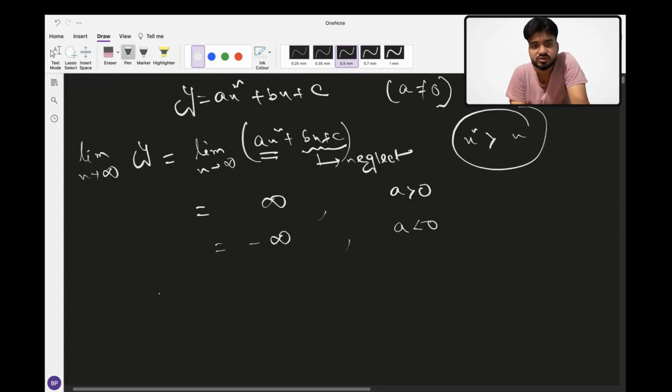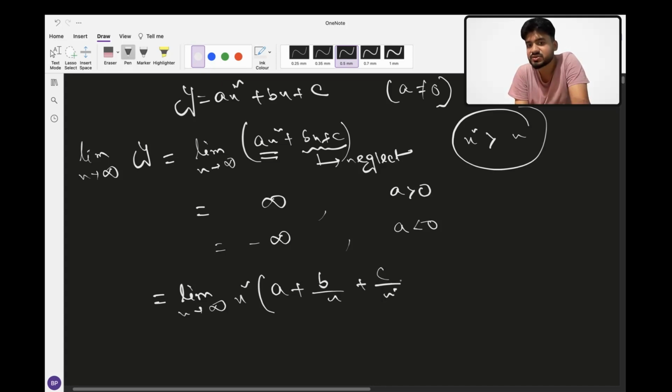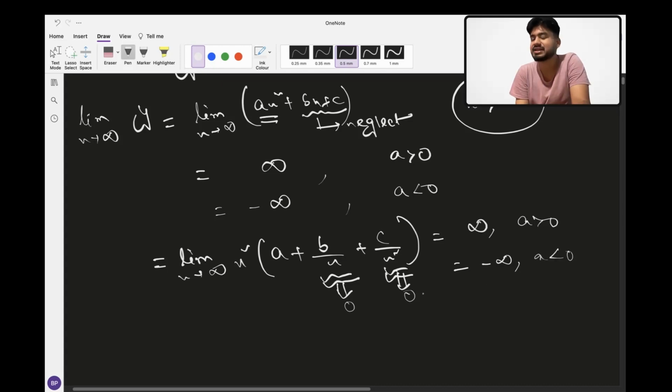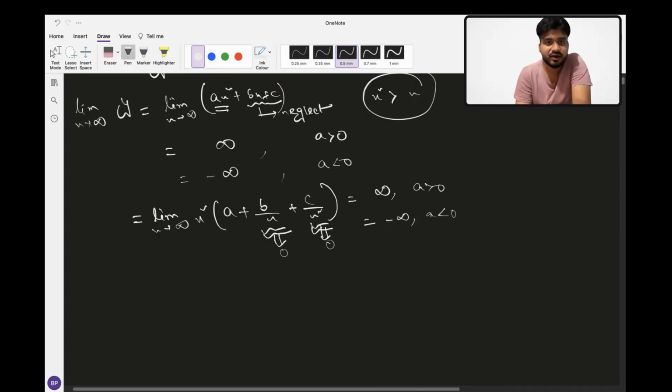You can see it like this also. If you take x square common, the highest power, what will become? b by x plus c by x square. Yes or no? Now, if x tends to infinity, this term will tend to 0. This term will tend to 0. So, what will come? a into x square. And if a is positive, again the same concept, it will be infinity. And if a is negative, it will be minus infinity. Yes or no?